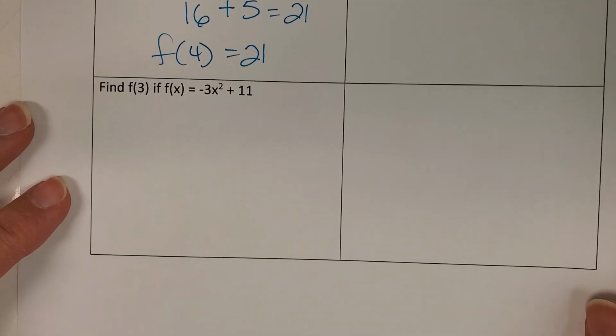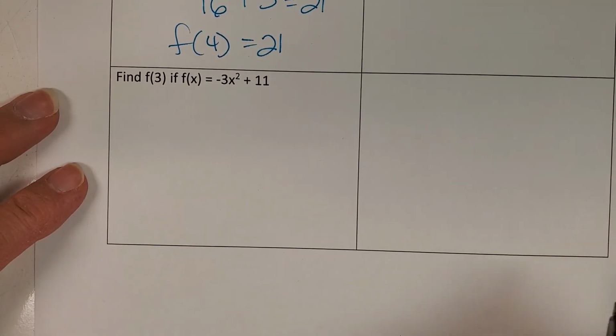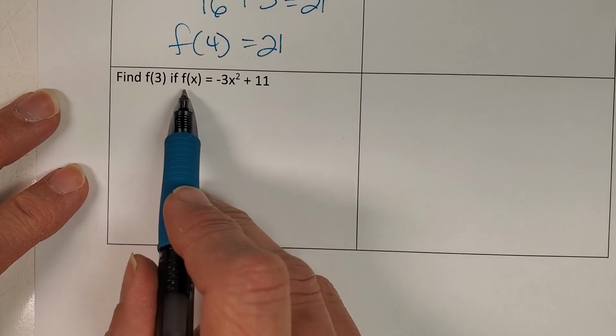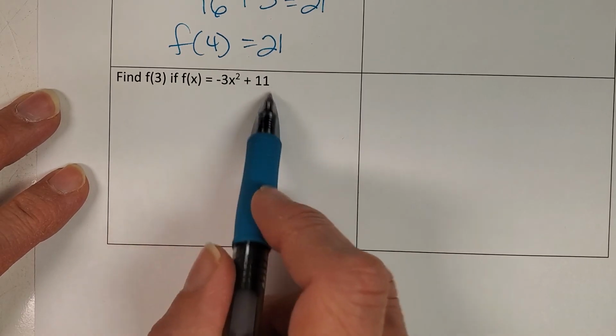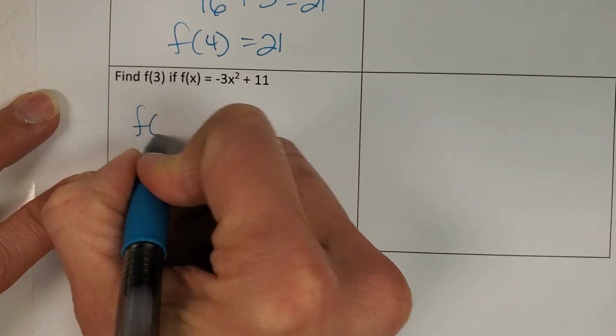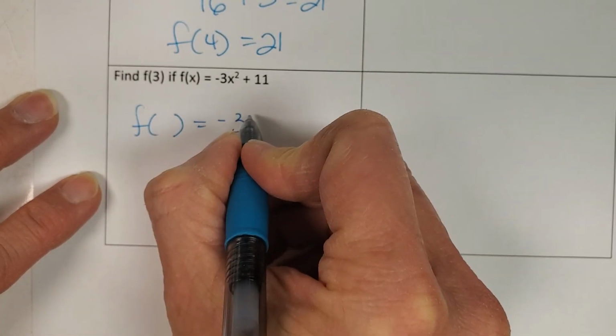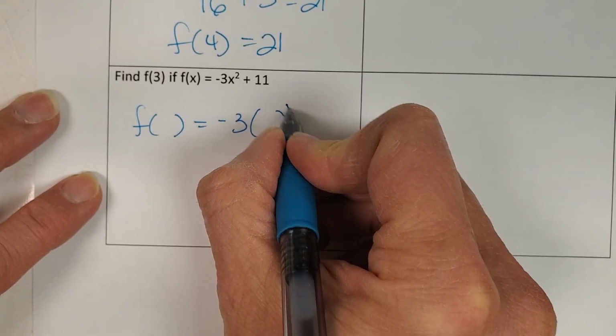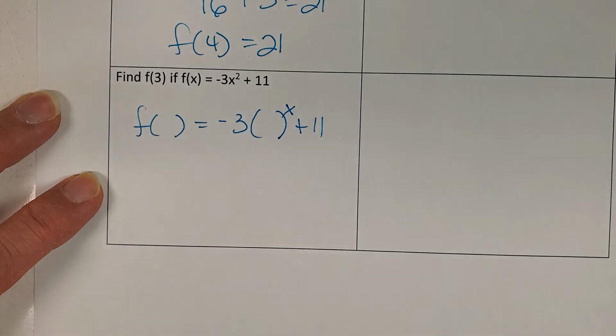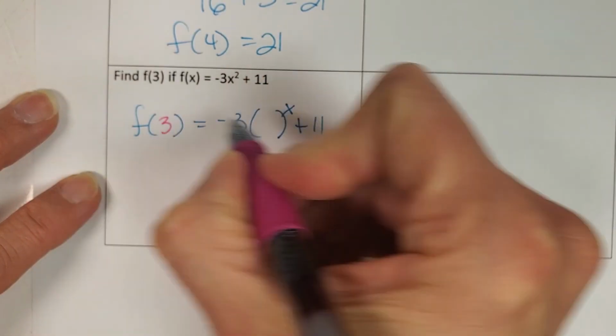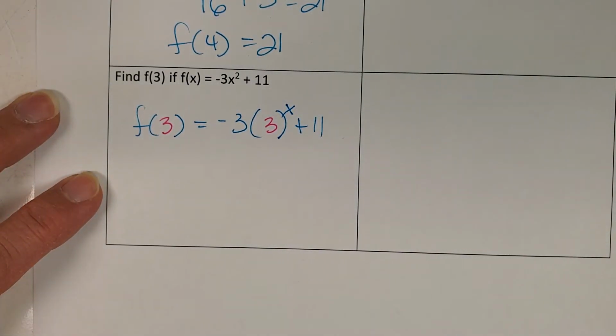Let's try this one. Okay, so f of x is -3x squared plus 11. So I'm going to find f of 3, which means I'm going to take the x out and put the 3 in. So I'm going to take the x out wherever I see the x and put the 3 in.